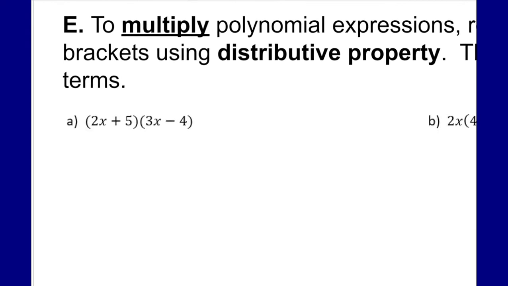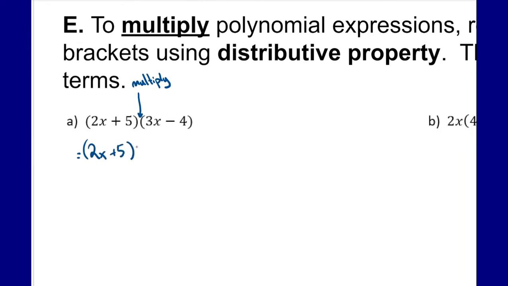So we'll start off with a simple example. We have two binomials that we're multiplying together. Remember, when we have two brackets side by side, we assume that there's multiplication between them. If there's no sign or operation visible, we assume it's multiplying. So we have 2x plus 5 times 3x minus 4. I'm just going to rewrite it.